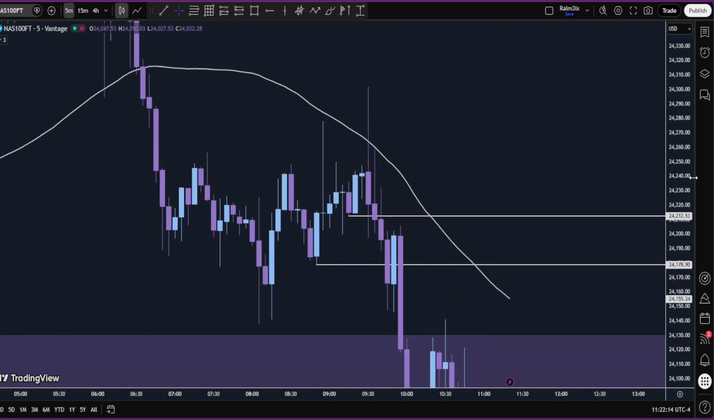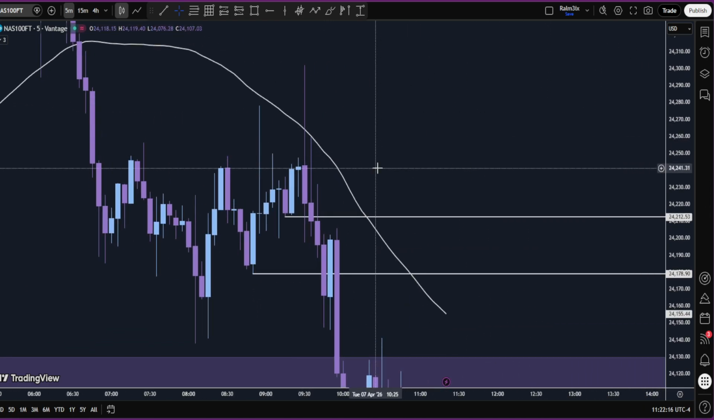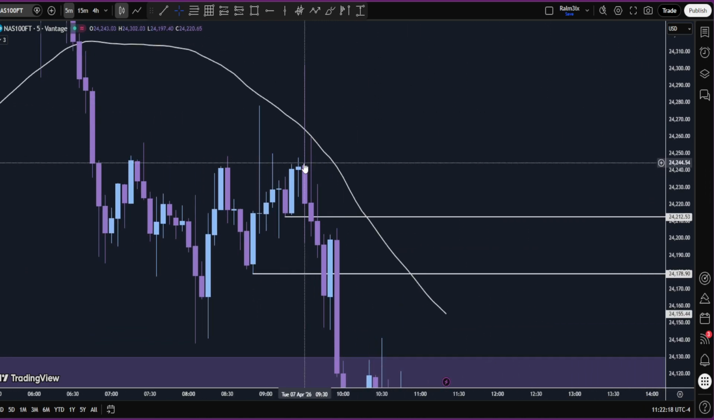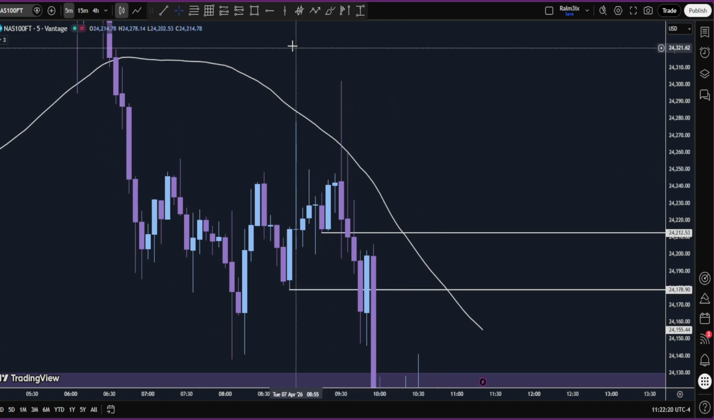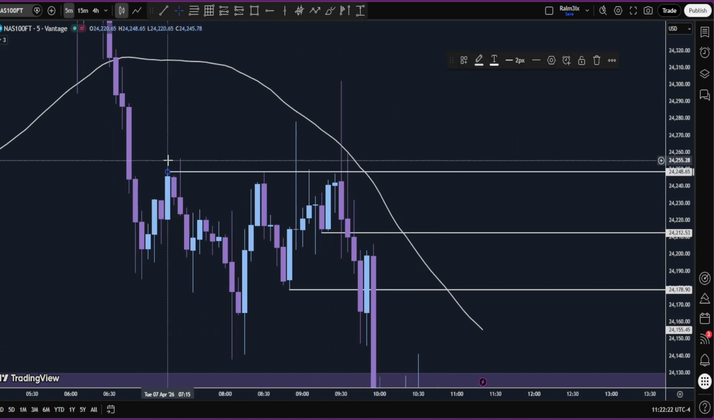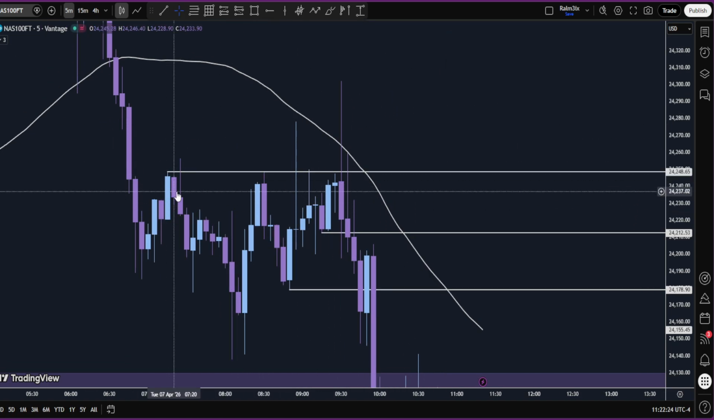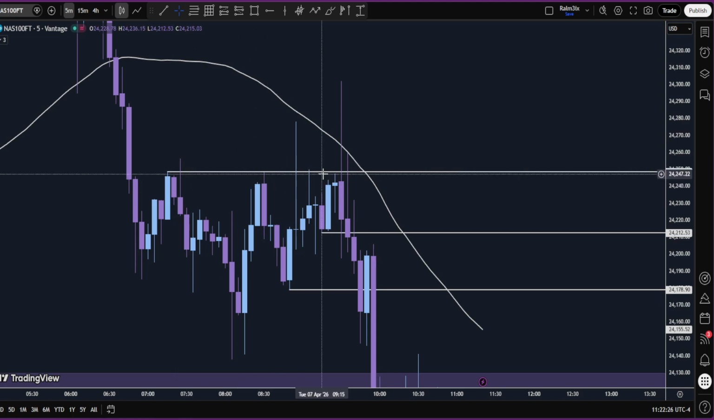Okay, so let's go to the chart, and what we have here, we have 9:30. I marked this resistance here because it's a bullish bearish. This is inside this one.